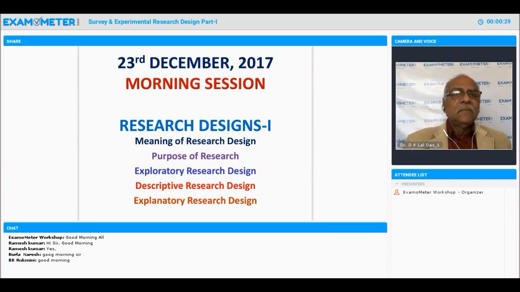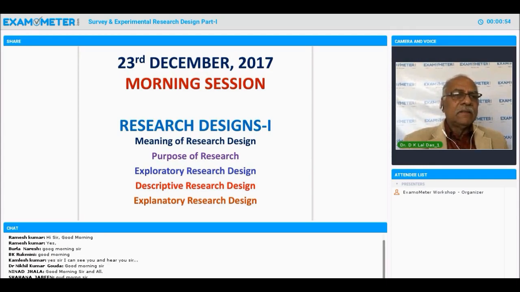We'll start our today's morning session. This is on Research Designs Part 1. Here we'll learn meaning of research design, purpose of research, exploratory research design, descriptive research design, and explanatory research design.